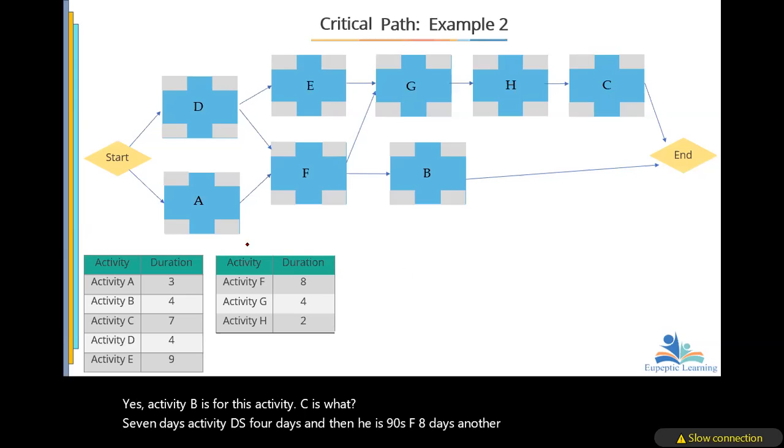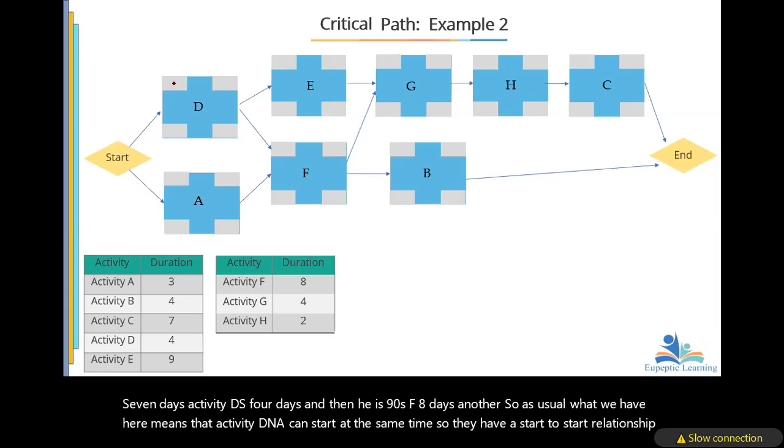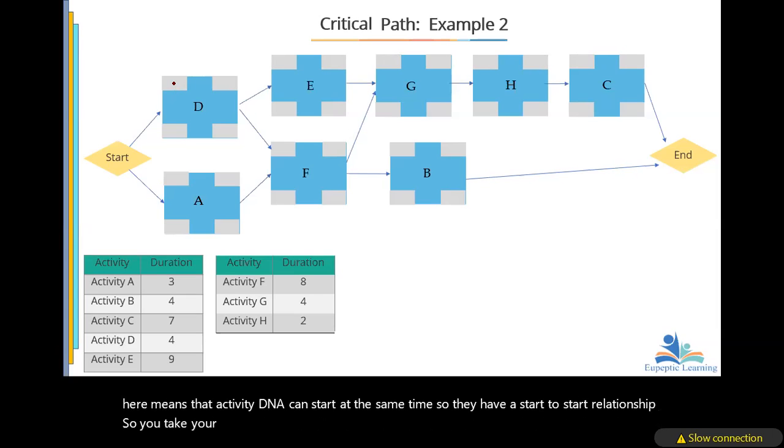So as usual, what we have here means that activity D and A can start at the same time. So they have a start to start relationship. So you take your time and then analyze one. We'll do the forward pass first.